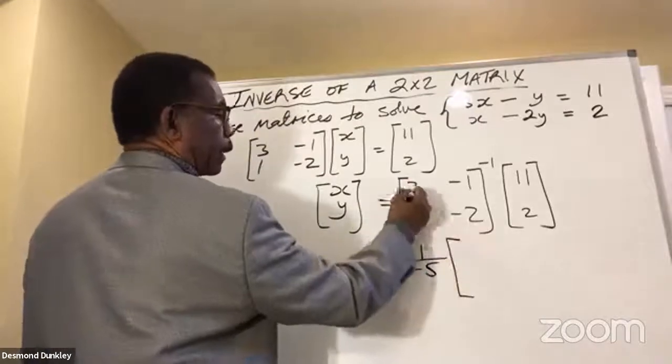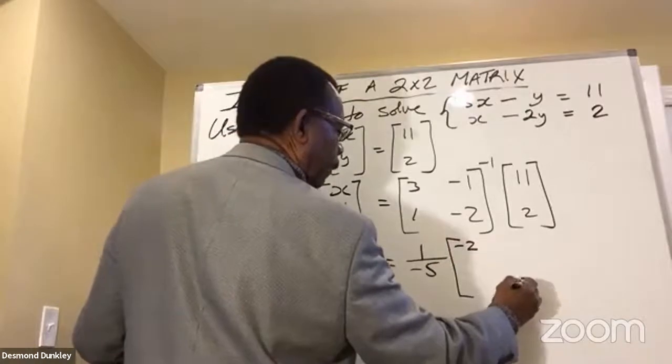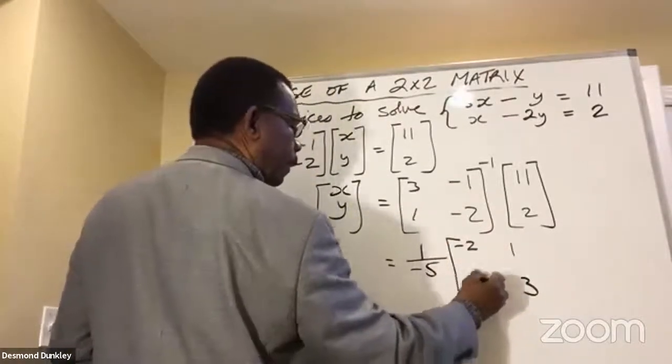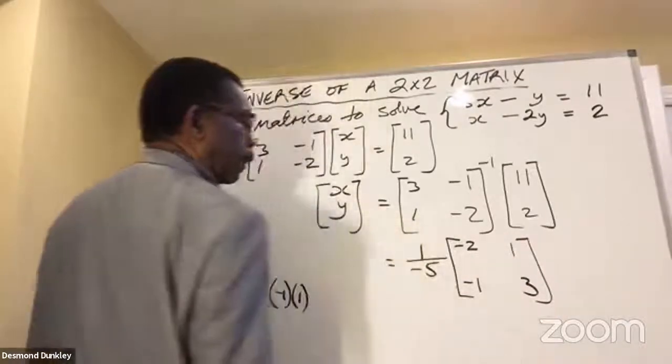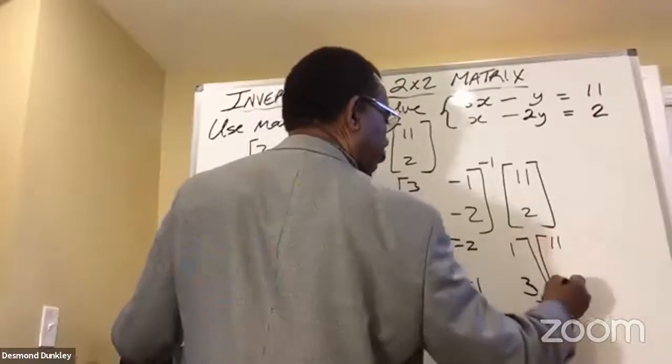This comes here, this comes here. So it's negative 2 and 3. This becomes 1, this becomes negative 1. And then you have 11 and 2.